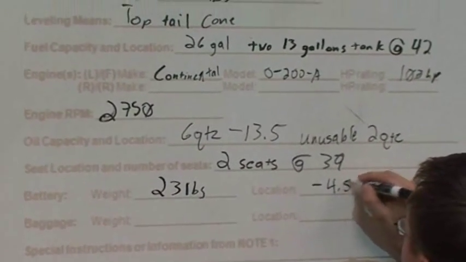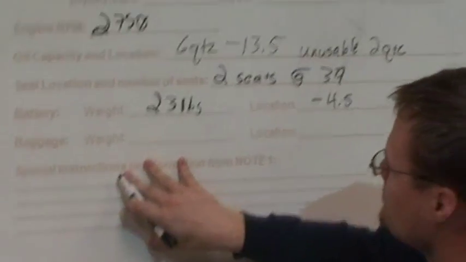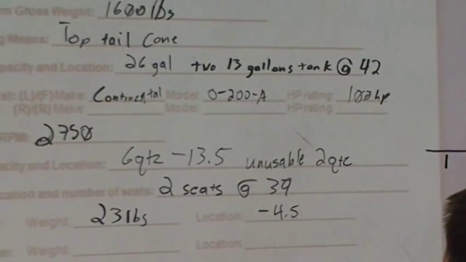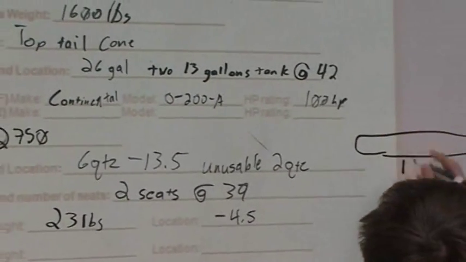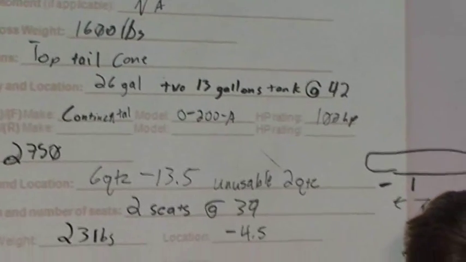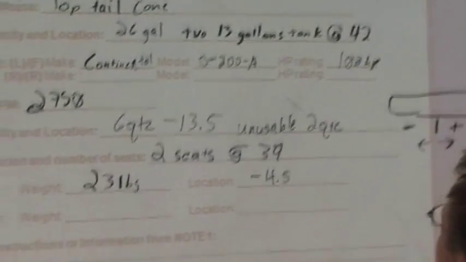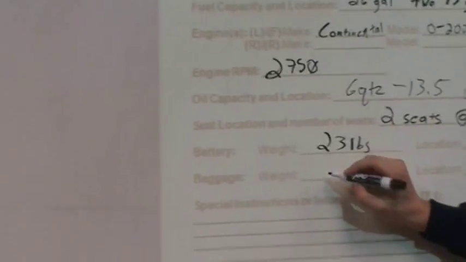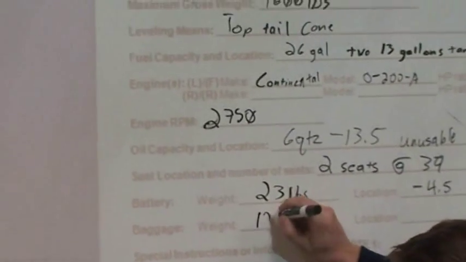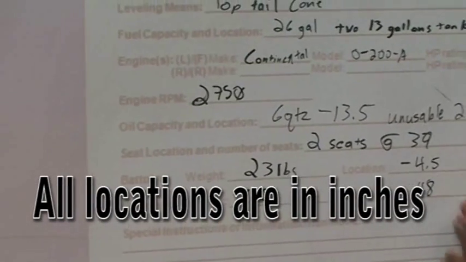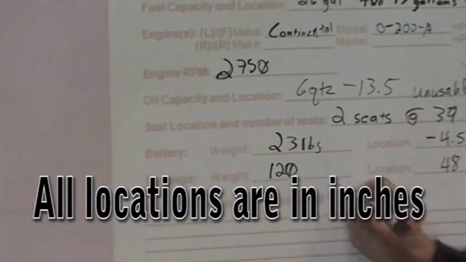And now, Andrew, why do you have minus on some numbers and positive on some? Simply because if the datum is here and the plane is here, anything forward of the datum would be a negative, and anything aft of it would be a positive. Okay, thank you. The baggage is 120, right? Yes. And its location is 48? Yes. And that is pounds too, the baggage? Yes, it is.